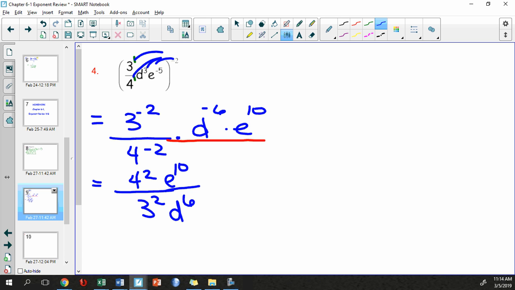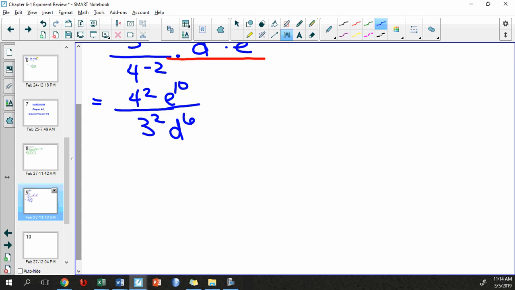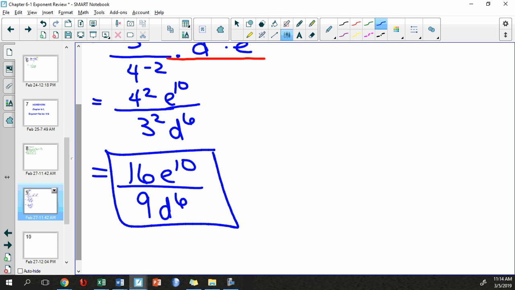So have you ever heard that song, Should I Stay or Should I Go Now? Okay, that's what you're doing. Should it stay where it's currently at because it's positive, or should it change or go in the opposite position because it's negative? Do we all understand that? Okay, so what is 4 squared? What is 3 squared? D to the 6th. This is done. Do we understand that?